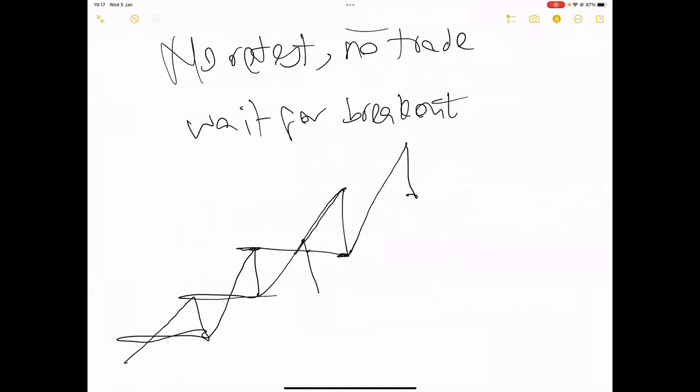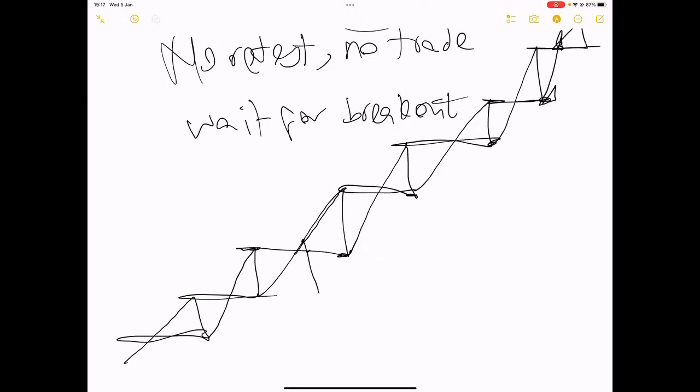Proper breakout and retest, buy. Not a tiny breakout, no. Proper breakout and retest, then buy. If you do this, you'll be profitable. Very profitable. So how do you identify the best trading setups?